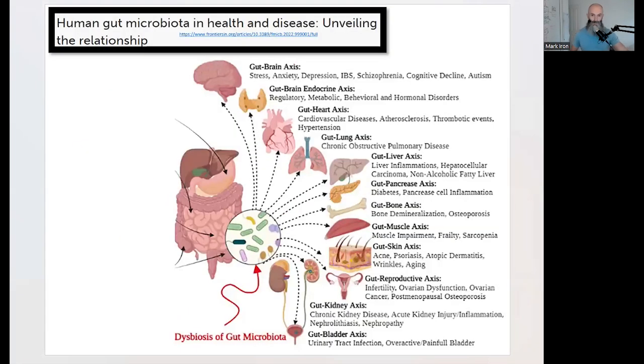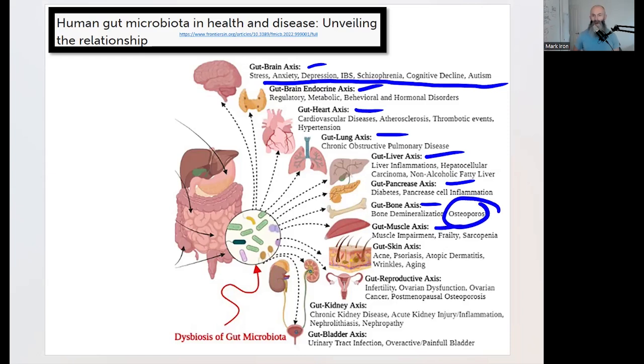Let's talk about the gut, because as I mentioned in the first video, the gut is the foundation for health. So we have to get it back to health, and I'm going to talk about how to do that here today. So the gut-brain axis: stress, anxiety, depression, IBS, schizophrenia, cognitive decline, autism. I've spoken about this, disrupting your hormones, the heart, the lungs, the liver, pancreas, diabetes, the bones, osteoporosis, muscle. Right? You're trying to put on muscle in the gym, your gut's sick and you're struggling, and you think you're doing everything right, but your gut could be sick. And to make matters worse, if you put it off, sarcopenia, and you get frail as you age.